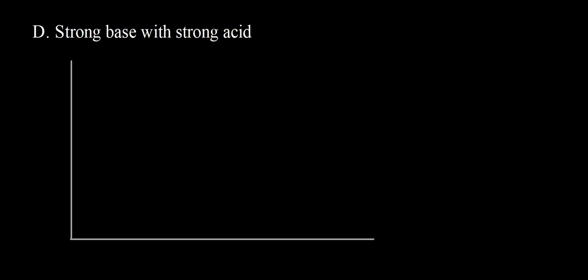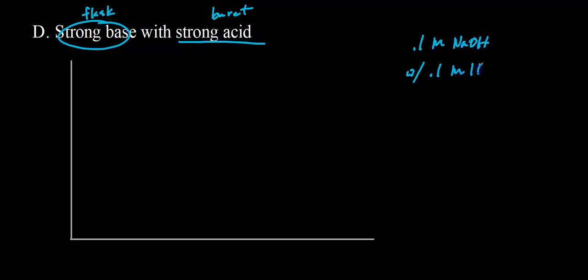Let's go backwards. Take a strong base, so this is what is in the flask, and titrate that with a strong acid. This is what is in the burette. Let's say we have 0.1 molar sodium hydroxide that we're titrating with 0.1 molar HCl. All right, let's set up our axes, pH there, volume of acid or HCl there. Go ahead and calculate the pH of the solution before any acid has been added. Go ahead and pause and do that now, please.